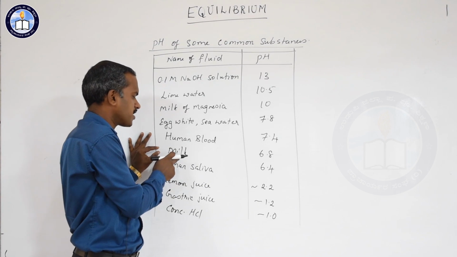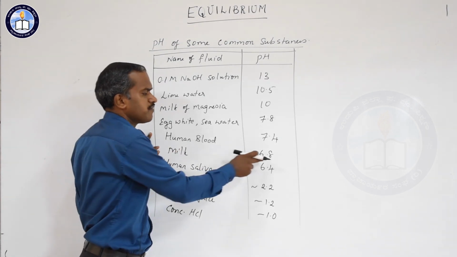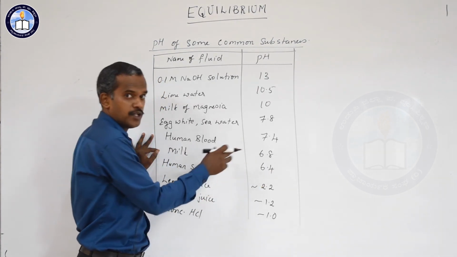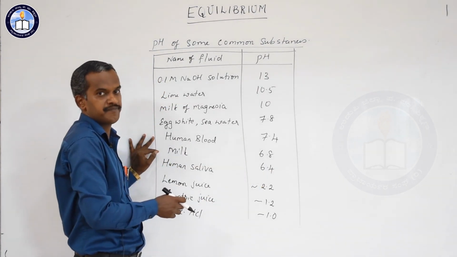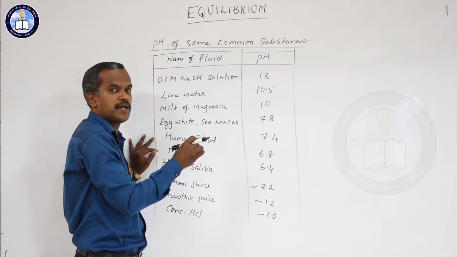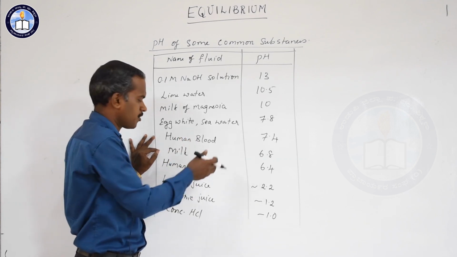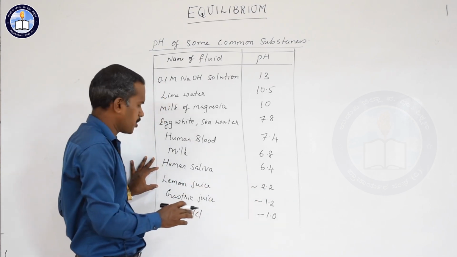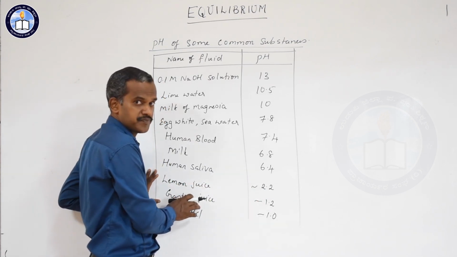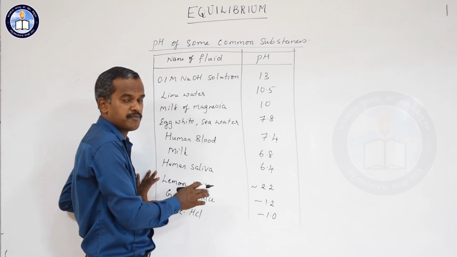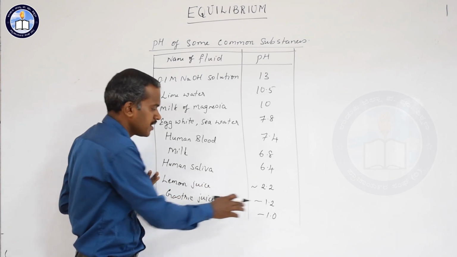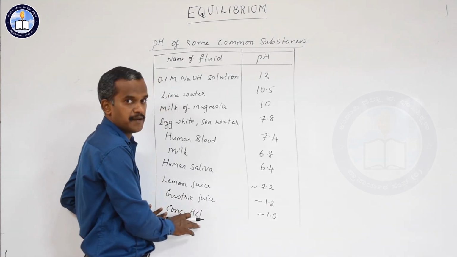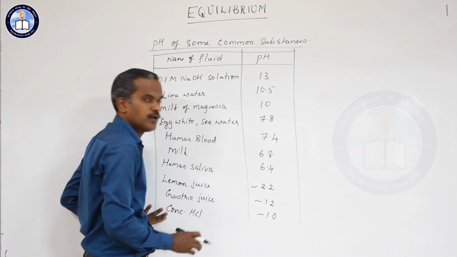Now coming to some more examples, milk has a pH of 6.8. Human saliva has a pH of 6.4. All these you study in detail about enzymatic activity, at what particular pH the enzyme will be more efficient. Lemon juice has a pH value of approximately 2.2. Gastric juices, which are responsible for some of the processes in digestion, have a pH value close to 1.2. And concentrated HCl has a pH value close to 1.